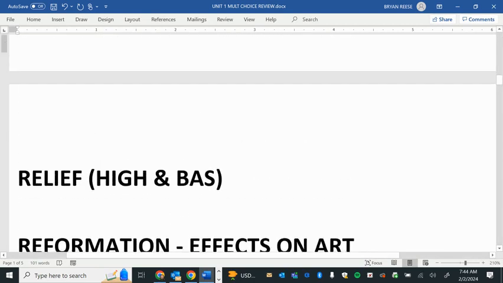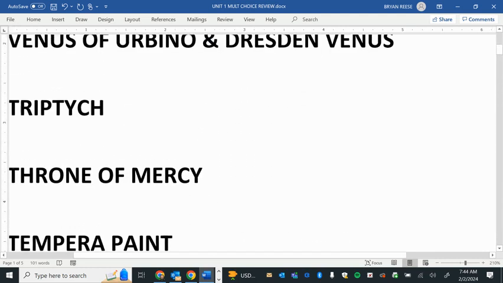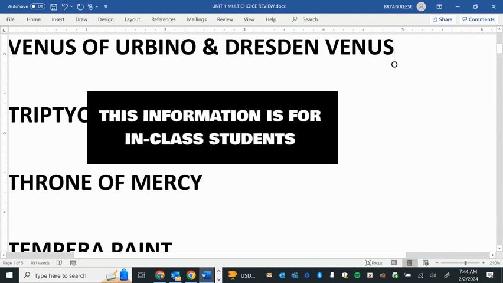And as before, on the second part of the test, we will do slide ID and unknowns. And for those of you over at Park, unknowns is I will show you a work of art that I did not show in class, and you need to be able to identify what the style is and give me reasons for that. So you will write a paragraph or two, and basically just tell me what the style is and why you think that.